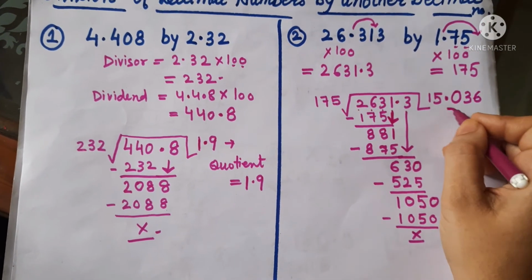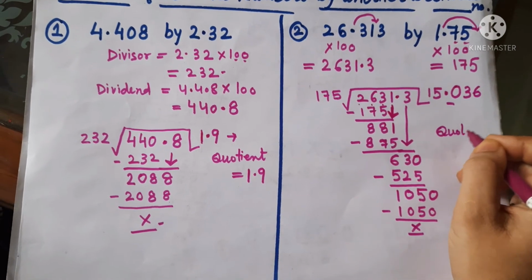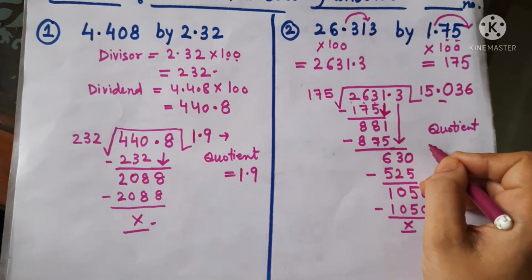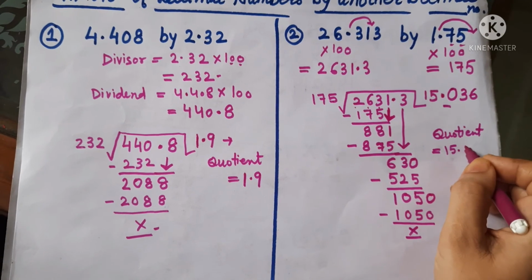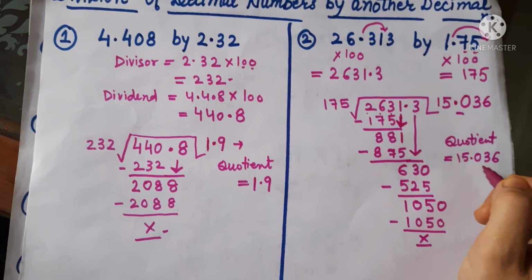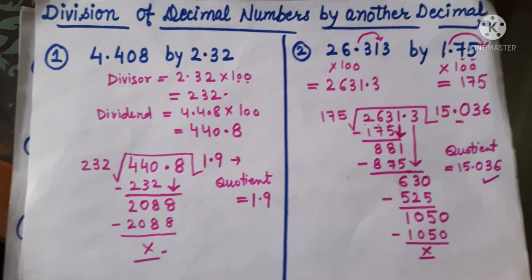So what's the quotient here? That is our answer, 15.036. Yes, I think you got the concept.